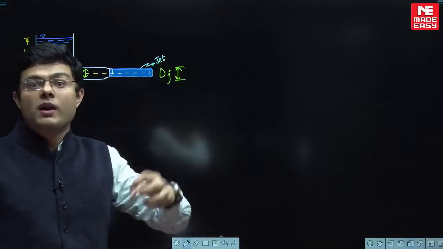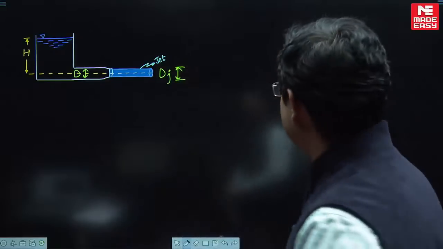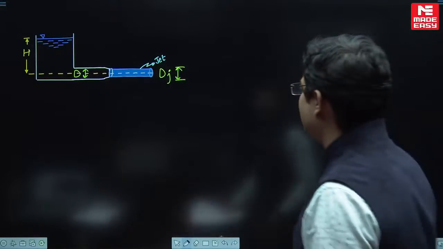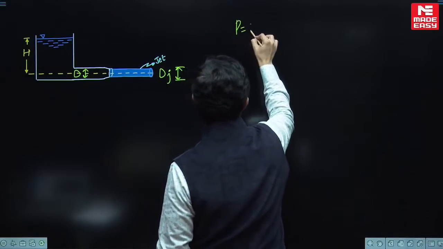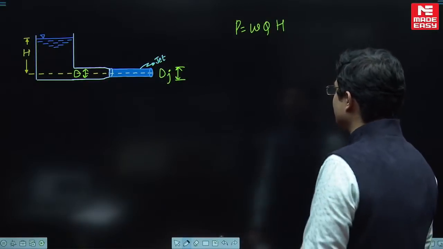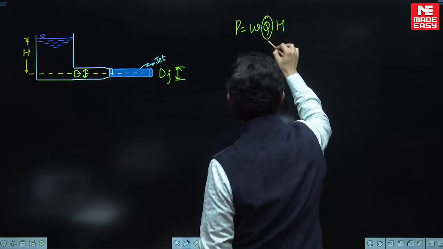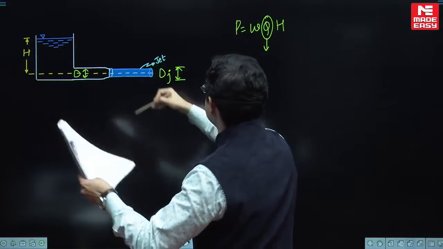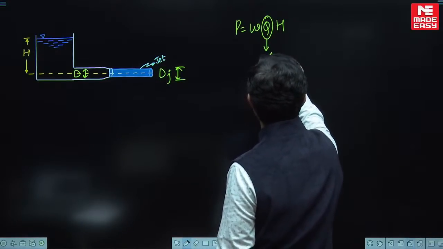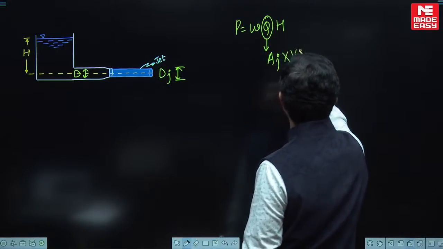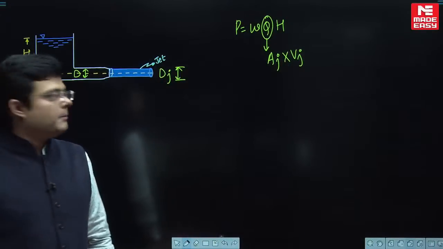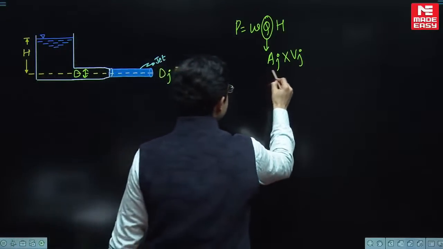So how to find out the maximum power which is getting transmitted? Everybody knows how to find the power. Power will be WQ into H. But this discharge is the discharge of the jet. So you will only be able to find the discharge when you find the area of the jet multiplied by the velocity of the jet. But the important thing is how to find this area of the jet.